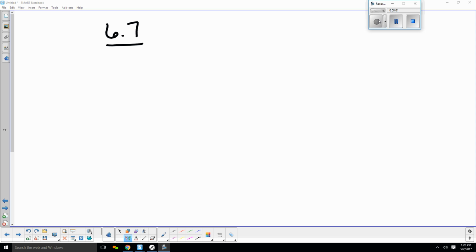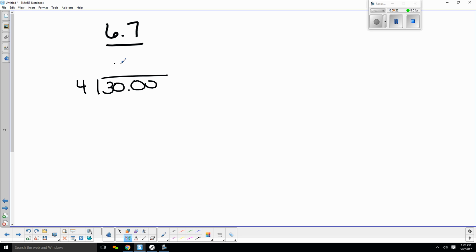Section 6.7. It says the table shows the prices for CDs at 4 different stores. Which store has the lowest price per CD? So what you're going to have to do here is take each one of those stores and take the total price and divide it by the number of CDs they purchased. So the first store, we're going to take $30 and divide it by 4.